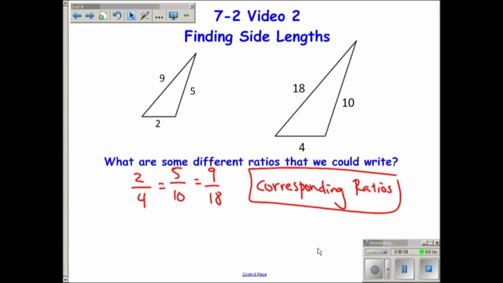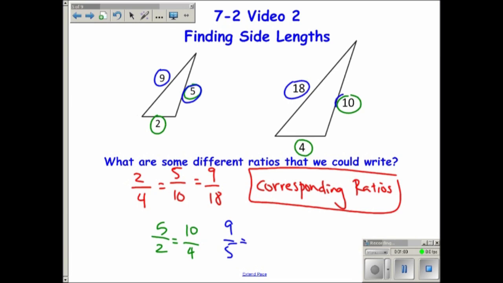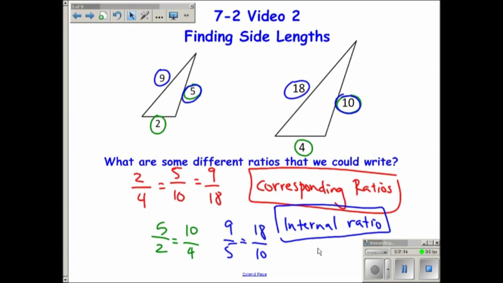Okay. Another ratio you could use and look at was, for example, 5 over 2 is equal to 10 over 4. Now, that's a kind of ratio inside or within each figure. Or you could look at 9 over 5 is equal to 18 over 10. Now, I call this an internal ratio. I'm not sure if that's the true mathematical name, or if there is one, but that's what I think of it as. So you could use either one of those ratios to find missing side lengths.